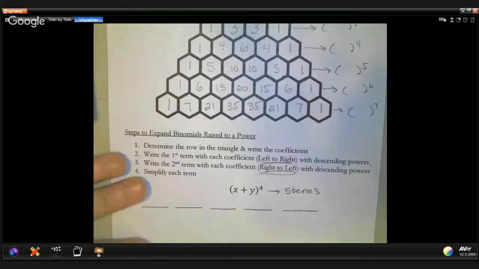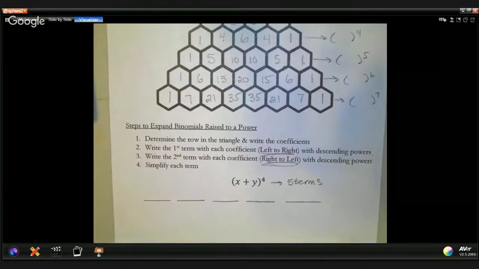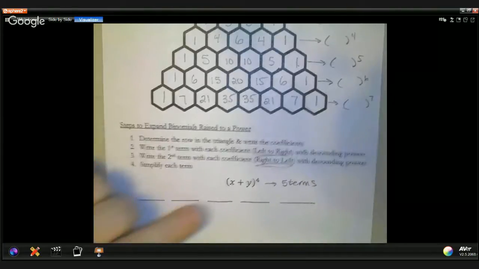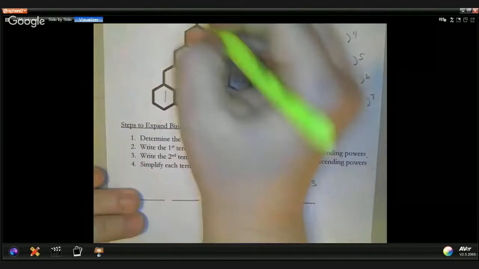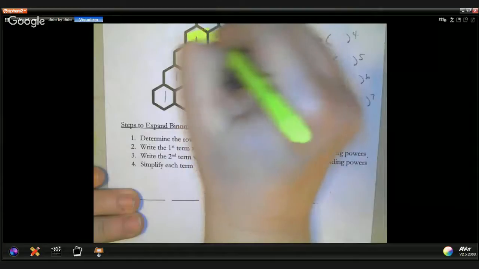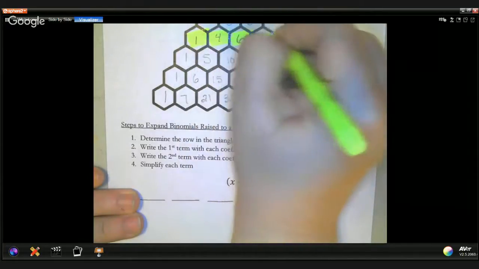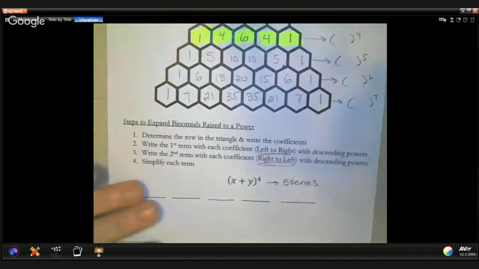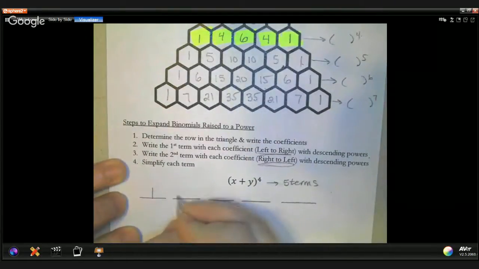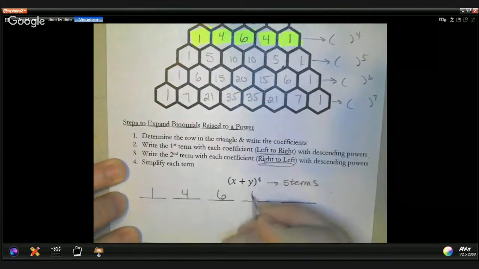And I'm going to do this vertically because I think some people can see it easier vertically, and we've been doing a lot of problems vertically. Now, since it's to the 4th power, I'm going to highlight these because these are the numbers that are going to work for this problem. And so those are the coefficients I write. So I have a 1, a 4, a 6, a 4, and a 1.